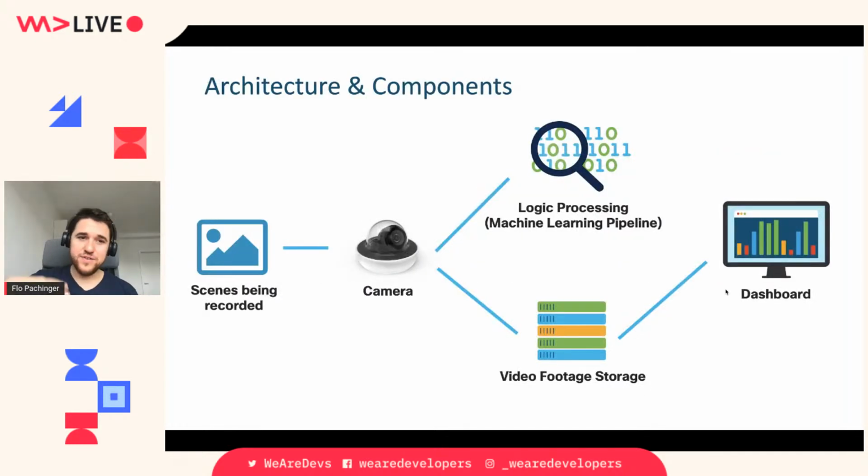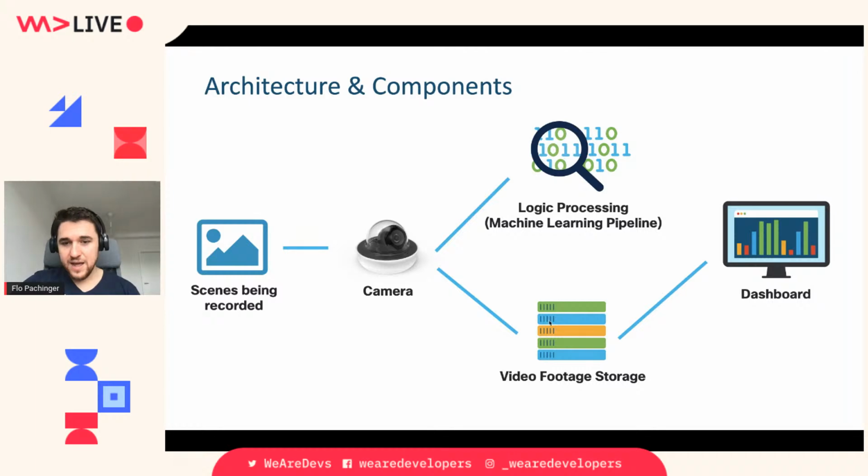So now, after the use cases, after the why, let's check the components and the architecture. You can see on the left side that the scenes are being recorded, so this is basically the image. Then we have, of course, a camera, the physical sensor, which is basically translating the analog actions into only images now. Images are basically a bunch of numbers.